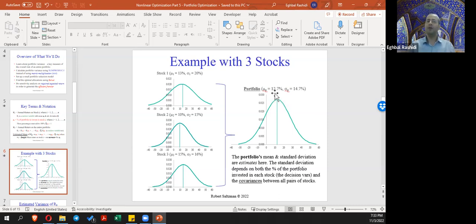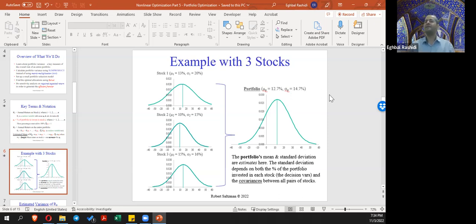Okay, so here, because I am investing equally, that's one third of my portfolio for stock one, one third for stock two, one third for stock three. My average rate of return would be the average of these average rates of return, which is 12.7%. But to compute the standard deviation of my overall portfolio, that's actually a little bit challenging, and that's the challenge that, as I said, we're going to tackle.